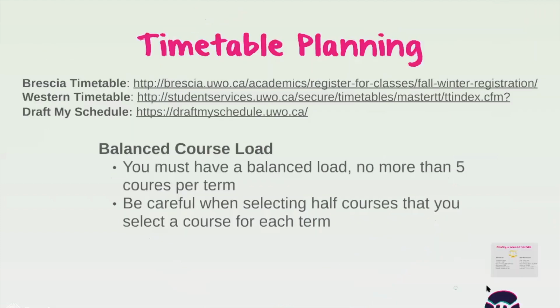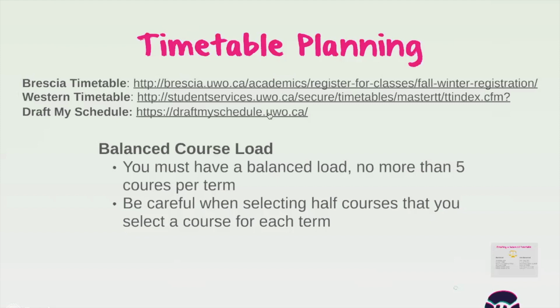So speaking of timetable planning, there are a few different resources that you can use for drafting up that timetable. So we have a Brescia timetable that is specific just to Brescia courses. There's the Western timetable that lists everything from Brescia, Western, Huron, and Kings. And then we also have the Draft My Schedule tool. And this is very helpful in terms of actually adding courses to your draft timetable, and so you can see how they work together well.